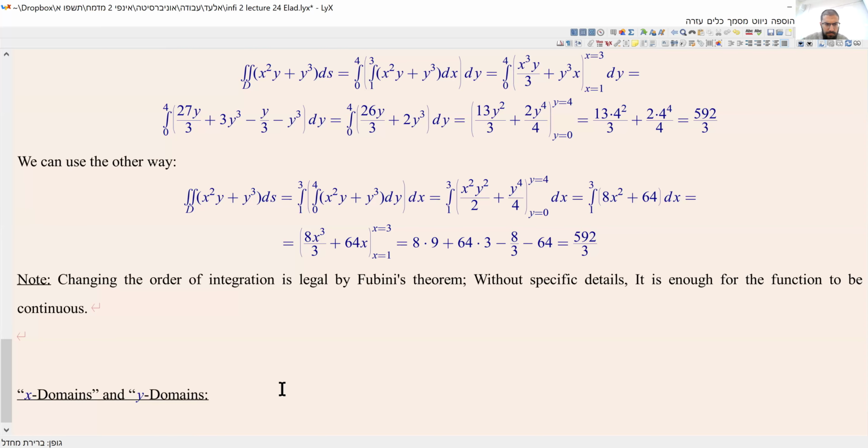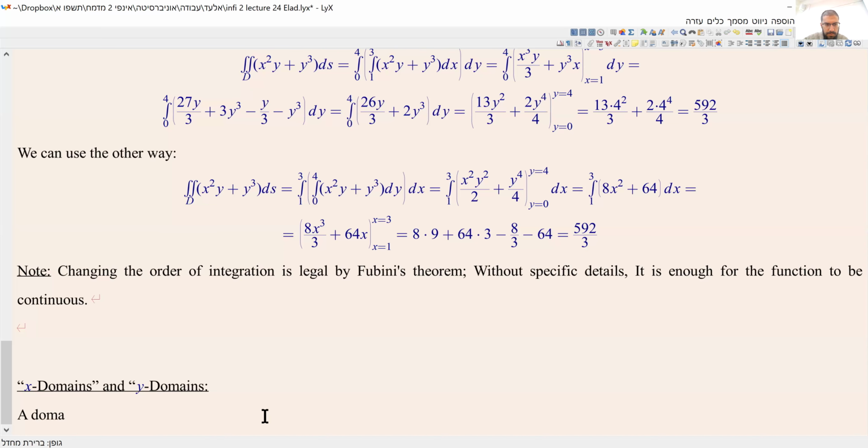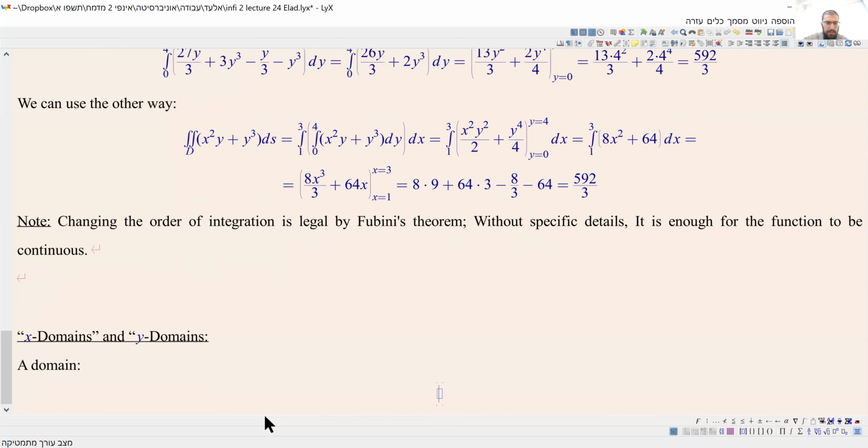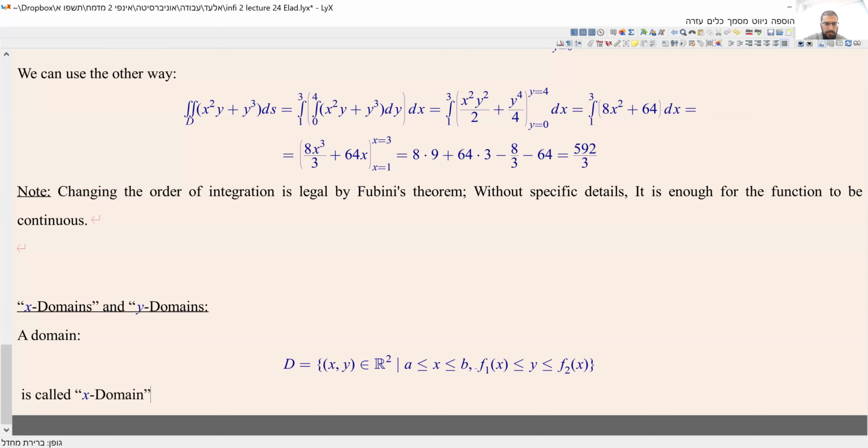What is the meaning of this? A domain D, which is all the x and y in R2, where x is bounded between numbers and y is bounded by some functions of x, is called an X domain. It's a name of my own.